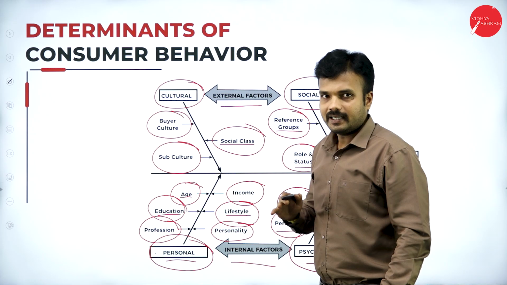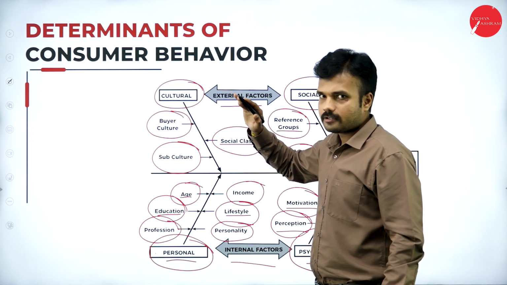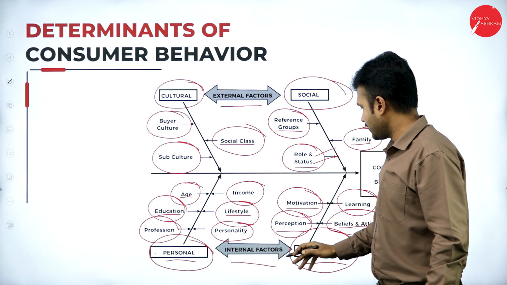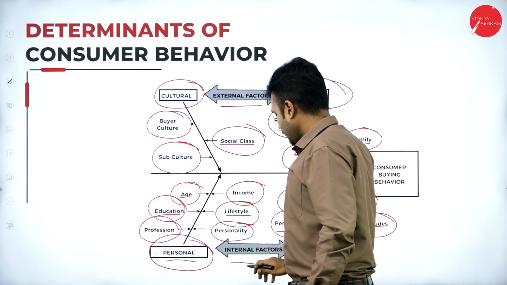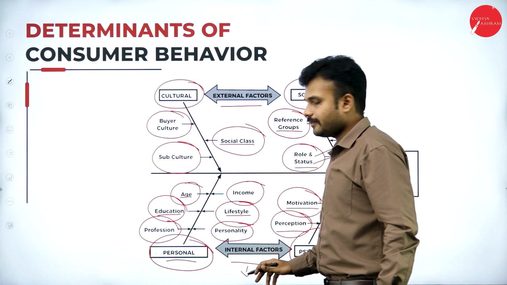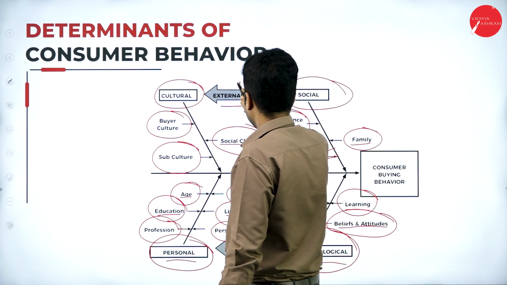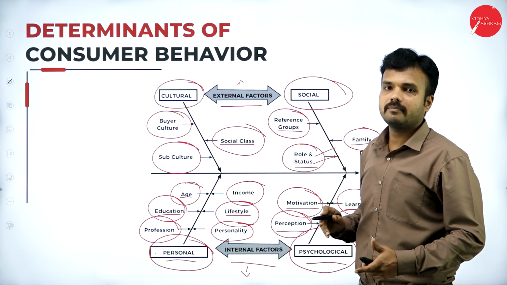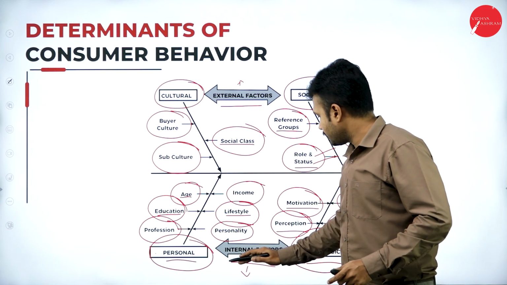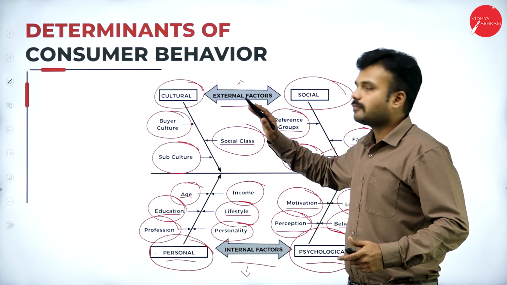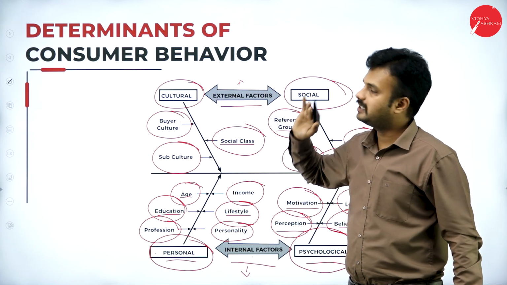So as I said, in terms of determinants of consumer behavior, we are going with two major topics: internal determinants, also known as individual determinants of consumer behavior, and external determinants, which we call environmental determinants of consumer behavior. Individual determinants we are going to learn in unit 2. External determinants we are going to learn in unit 3.